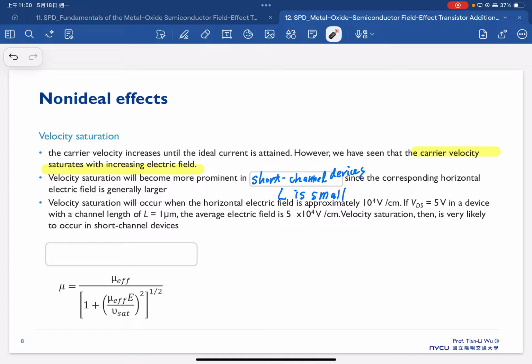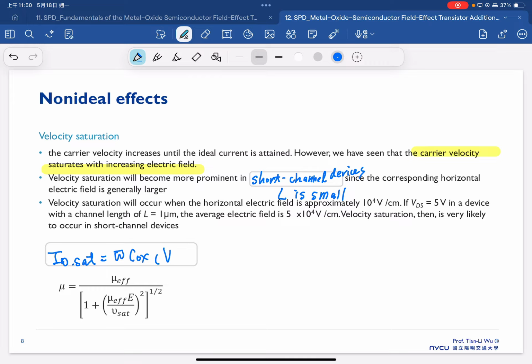So once we have velocity saturation, we also need to consider that our saturation current I_Dsat is equal to W C_ox v_sat (V_GS minus V_T). So that's how this saturation velocity influences our current here.